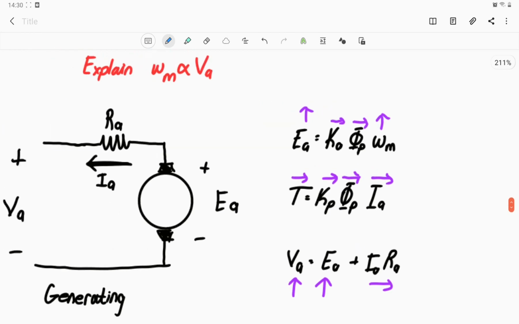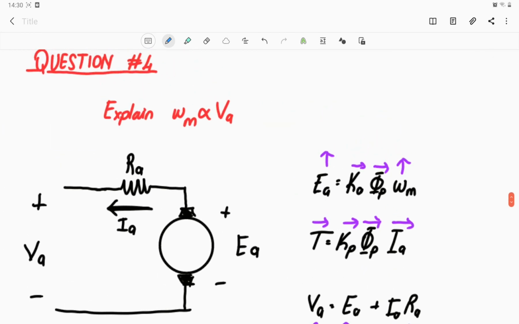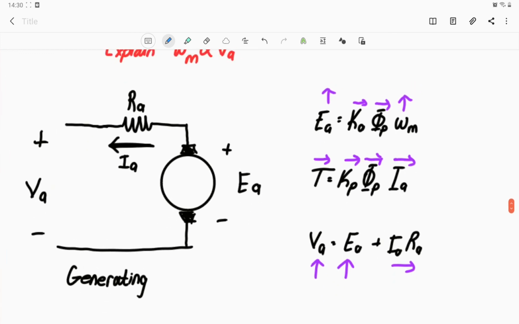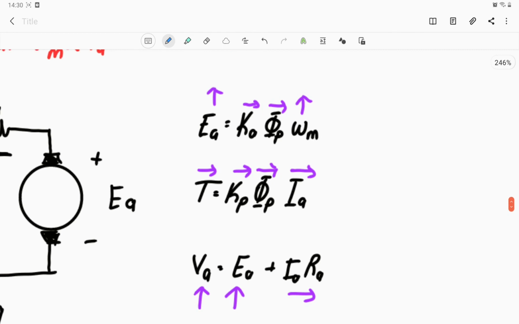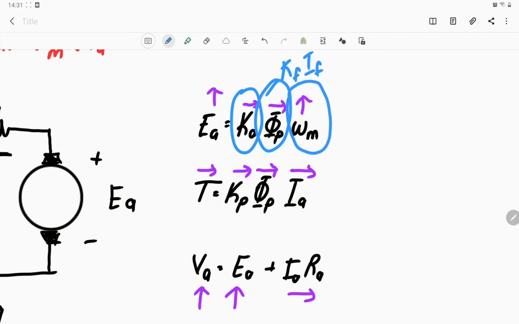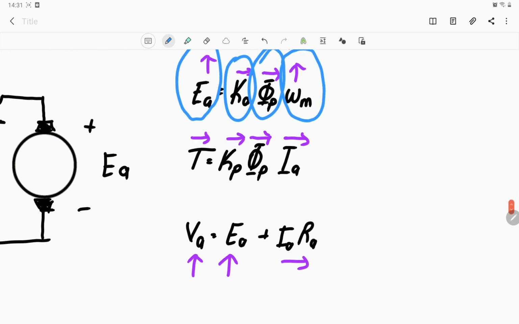For the last question, we were asked to explain why, when we increase the rotational speed, we saw an increase in the VA. This is because, again, let's look at the equations. We know that the armature constant is constant, like its name, and we didn't touch anything about KF or field current. Therefore, this is constant as well, and we increased the rotational speed. Therefore, this caused the increase in the armature voltage.